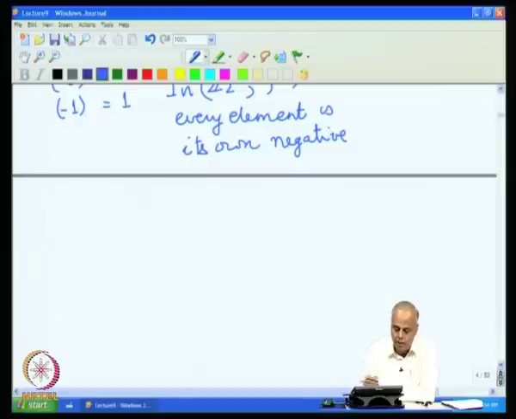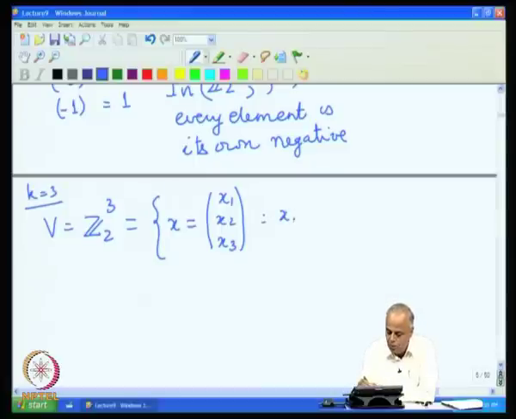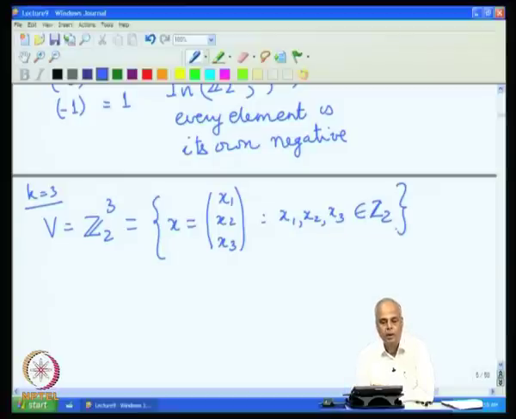Now, let us look at V to be this field, take k equal to 3. So, F to the k is now F cubed. What is this? This is the collection of all 3 by 1 matrices with entries x 1, x 2, x 3, where x 1, x 2, x 3 are from the field Z 2. That means x 1, x 2, x 3 can be either 0 or 1.